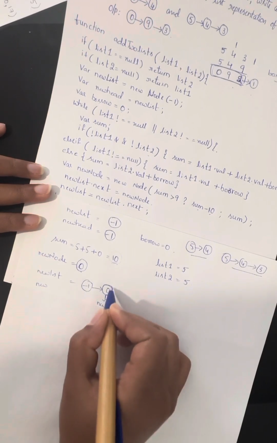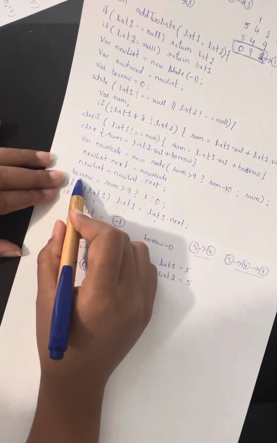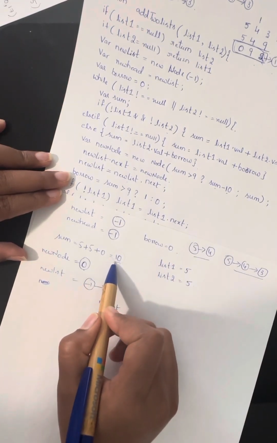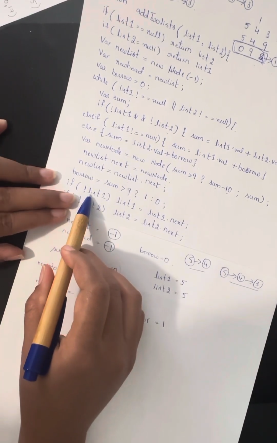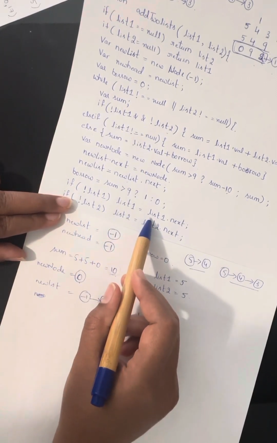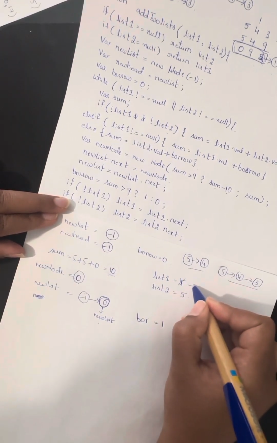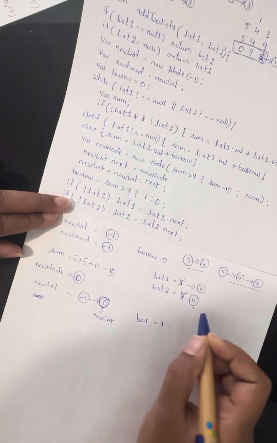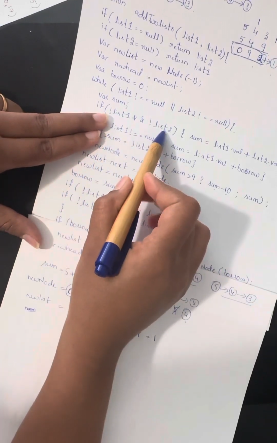So new list is at this node currently, and then we need to change the borrow if sum is greater than 9. Here sum is 10, which is greater than 9, so the borrow becomes 1. Now we'll check if list 1 and list 2 are not null. If they are not null, we'll make them go to the next node. So now list 1 becomes 4 and list 2 becomes the next node, which is 4, and the while loop starts again, where we'll check if both of them are not null.